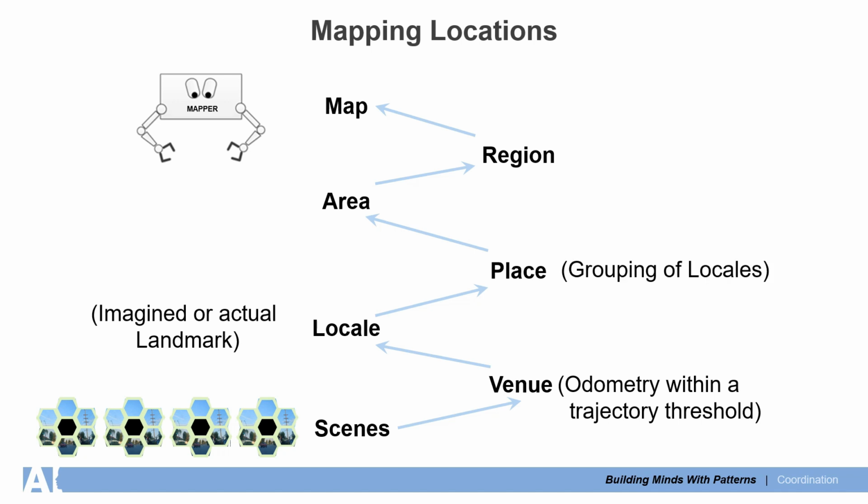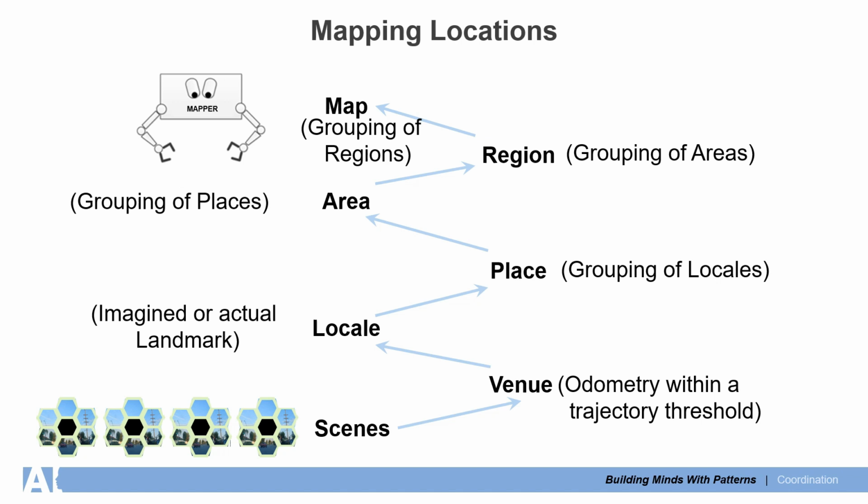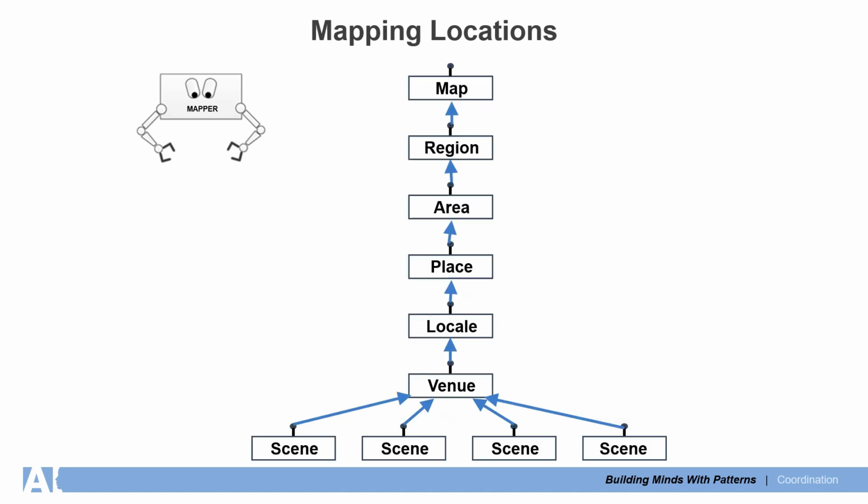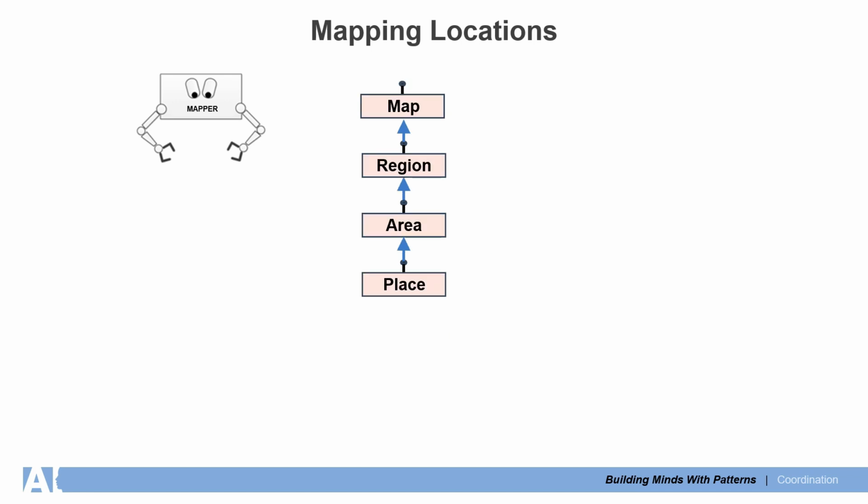A place is a grouping of locales. An area is a grouping of places. A region is a grouping of areas. And a map is a grouping of regions. During potentiation, the mapper wires together the activated locales within the activated places, areas, regions, and maps via Hebbian learning.